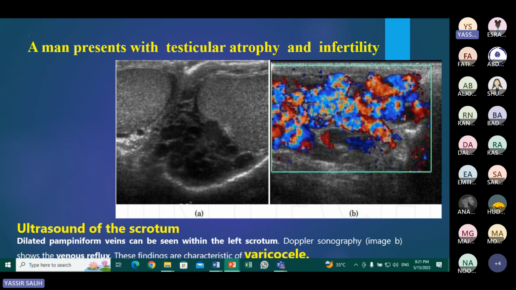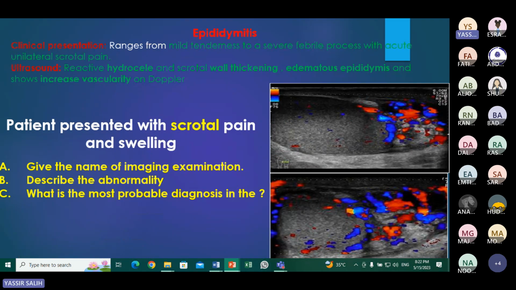Also, this should be put in your mind. Imaging presents with testicular infertility. What is the imaging modality? It is ultrasound of the scrotum. What is the diagnosis? It is varicocele. Also, this is ultrasound.